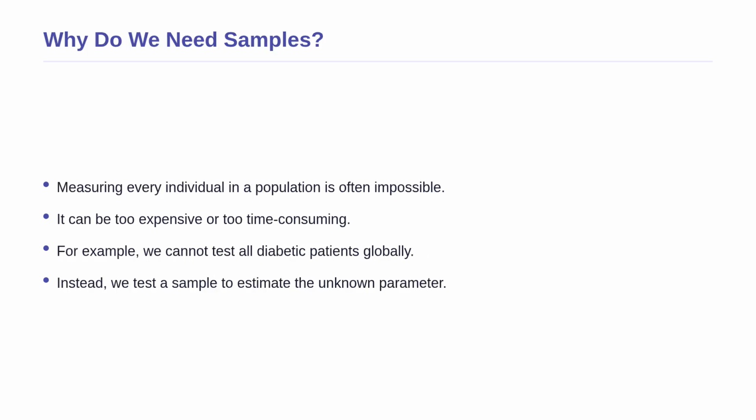You might be wondering, why do we separate these two concepts so strictly? In the real world, especially in biology and medicine, it is physically impossible, far too expensive, or simply too time-consuming to measure every single individual. For example, if we want to know the average blood sugar level of all diabetic patients in a country, we cannot possibly test millions of people. Instead, we test a sample, calculate a statistic, and use it as our best estimate for the unknown population parameter.